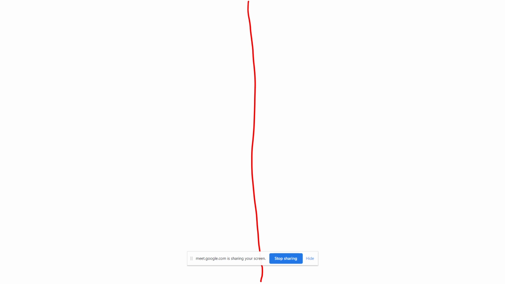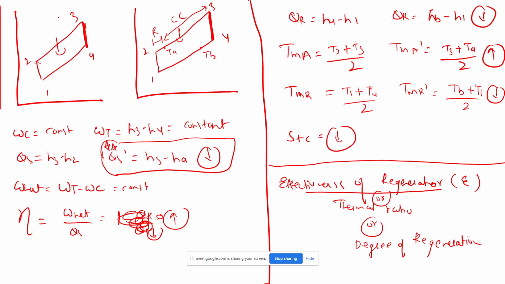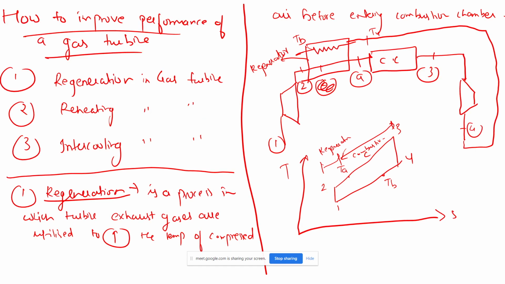So what will be the effectiveness of the regenerator? From this diagram, what will be the effectiveness? You tell.